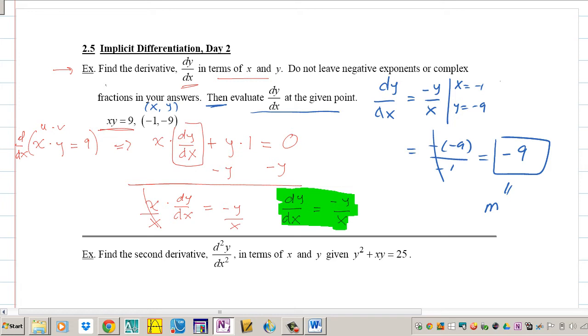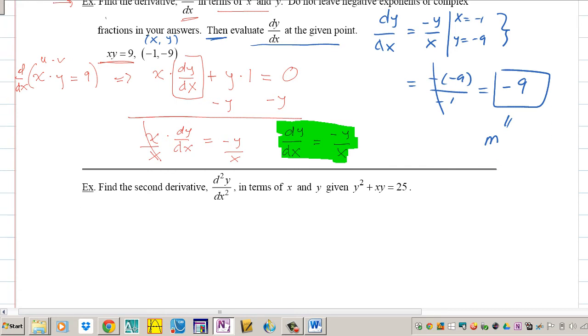So we talked about this before. Previously, you weren't able to plug in both x and y into a derivative because you didn't know implicit differentiation yet. Now that you have a derivative defined in terms of x and y, now you can plug in a whole point into your function.